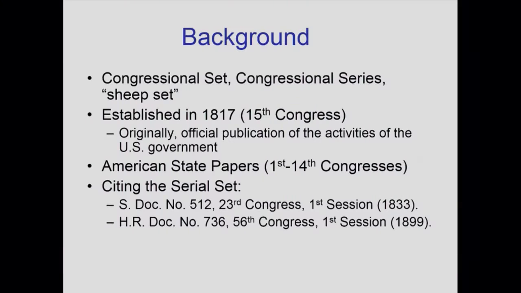So what is the serial set? Well, it's had many names over the years. It's been called the sheep set because of the bindings that are used for it, sheepskin as opposed to cloth. And at one time it was considered to be the official collective definitive publication documenting the activities of the federal government. It begins in 1817 with the 15th Congress, and was to be the official publication of the important records of the government.